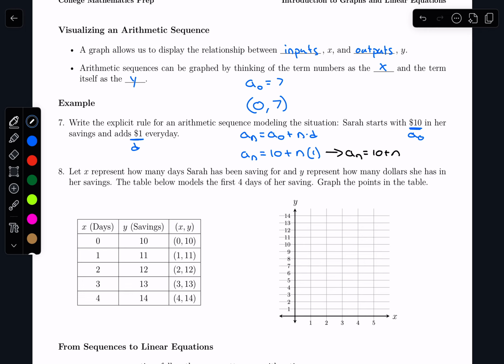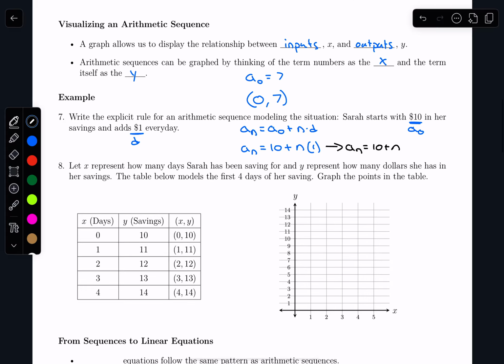Number 8 says let x represent how many days Sarah has been saving for, and y represent how many dollars she has in her savings. The table below models the first 4 days of her savings, and then we're going to graph these points. In the table, we have a column for x, which we're told is the number of days. We have a column for y, which is the amount of money she has in her savings. And then we have ordered pairs, which just take the x and y and put them together as an ordered pair. So now let's quickly see how this connects to our sequence description up above.